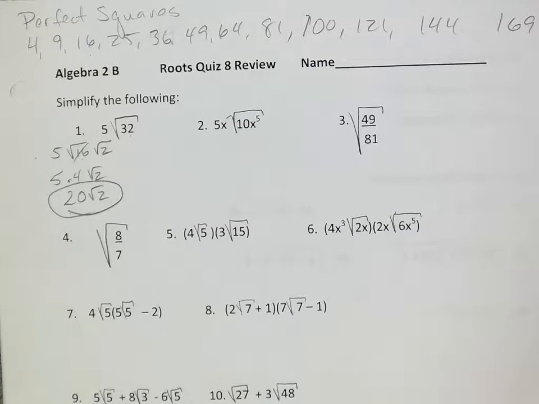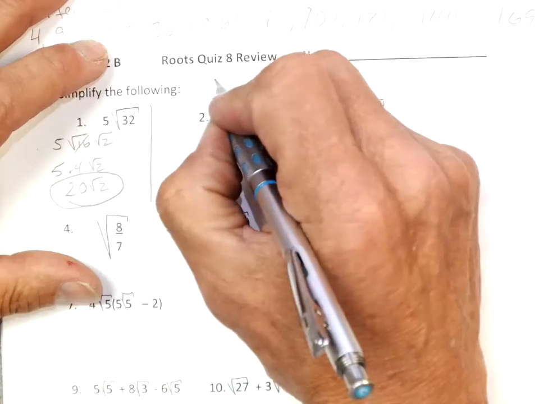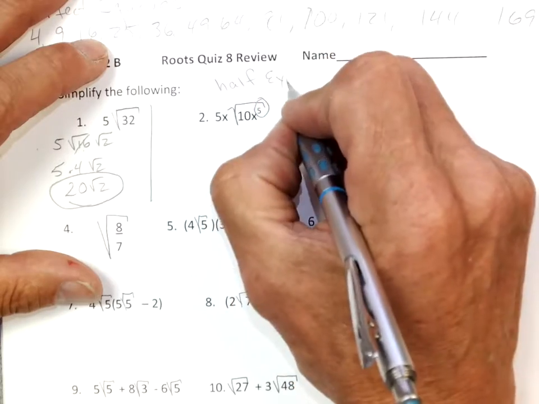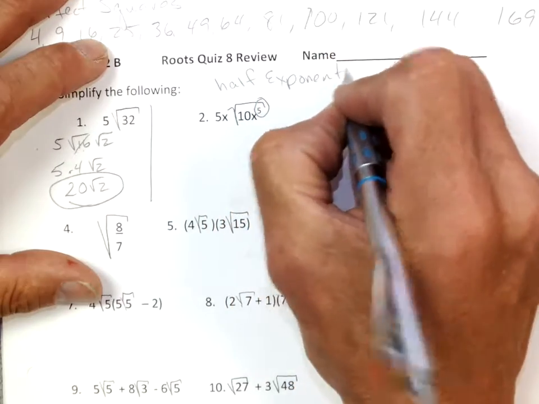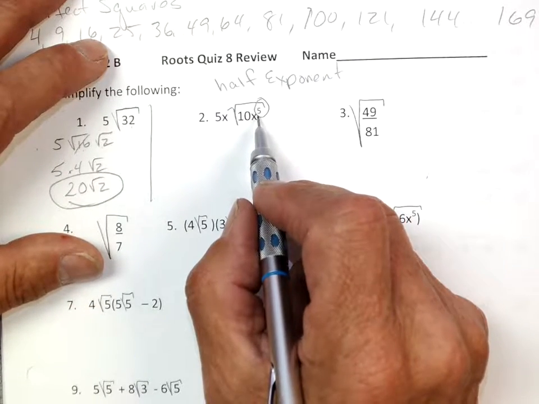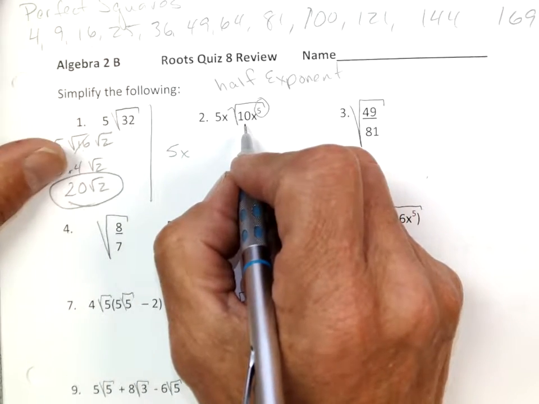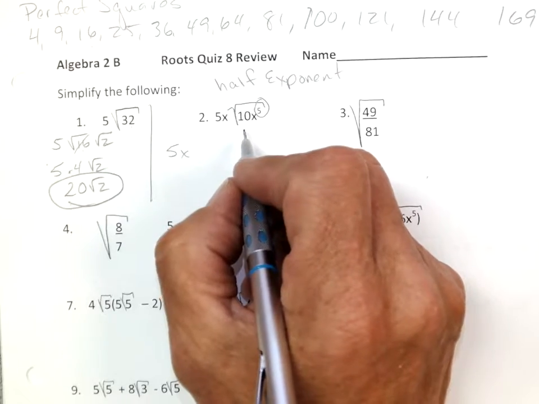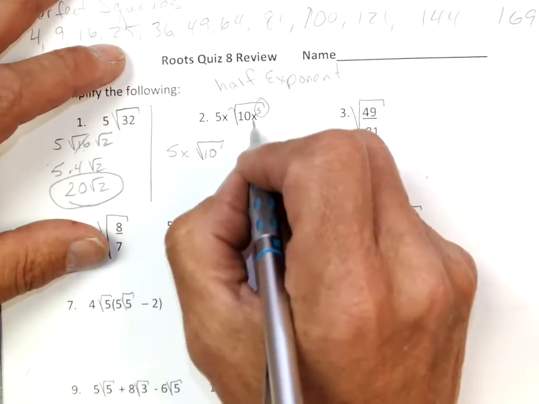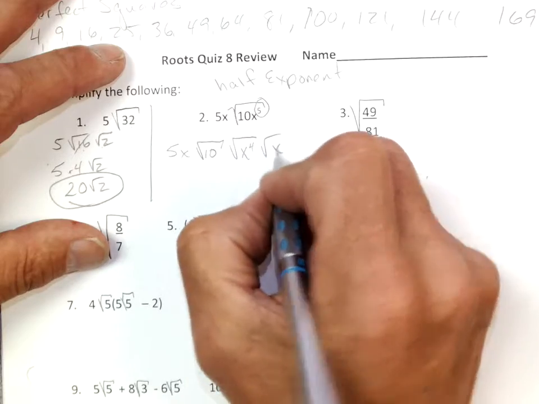Good. Number 2, there's one rule we have to be careful of, and we want to take half the exponent. So I want to take half of 5, but the problem is 5 is an odd number, so I'm going to make it even. I'm going to rewrite this, 5x. There are no multiples of 10, by the way. 10 is just a bad number, so I'm just going to keep the square root of 10. I can't do anything with it, but the square root of x to the 5th we can rewrite as x to the 4th times x.